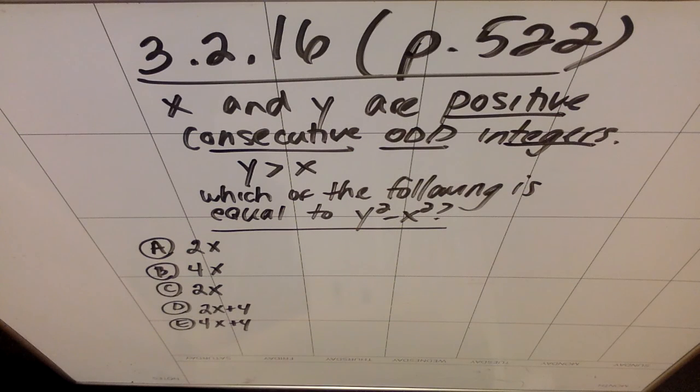All right, so we're going to go ahead and walk through 3.2.16 on page 522, which is practice test 3, section 2, number 16. So we're given a bunch of information. X and Y are positive, consecutive, odd integers with Y bigger than X. Which of the following is equal to Y squared minus X squared? And then they give us 5 options that are all in terms of X.